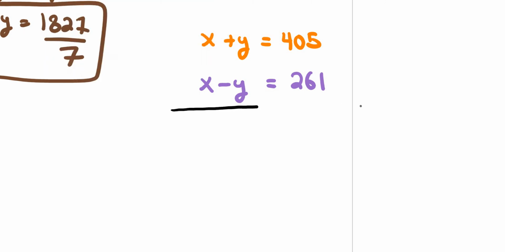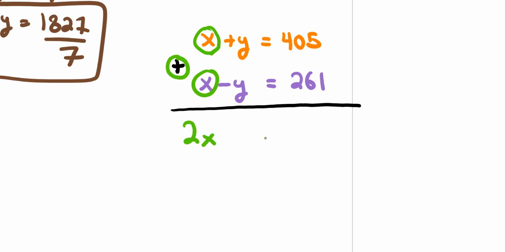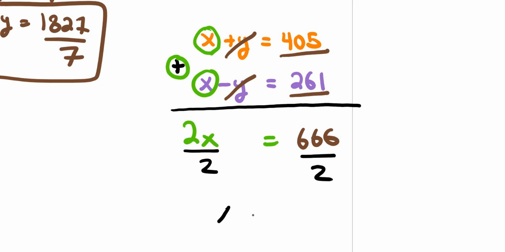And I can solve this now by simply adding the two equations. So if I do x plus x, that's going to be 2x. And the y's will cancel off. And if I have 405 plus 261, that's going to be 666. And I can divide both sides by 2. And x would equal 666 divided by 2, which is 333 kilometers per hour, I believe. So the speed of the plane is 333 kilometers per hour. So that's the speed of the plane.